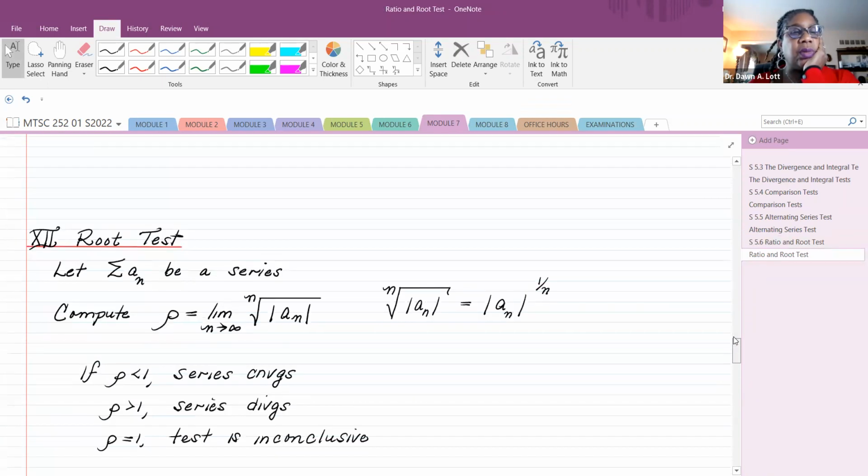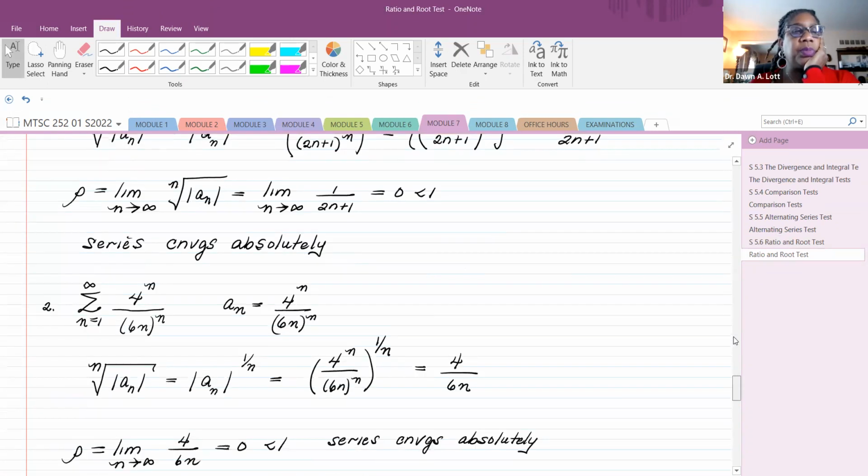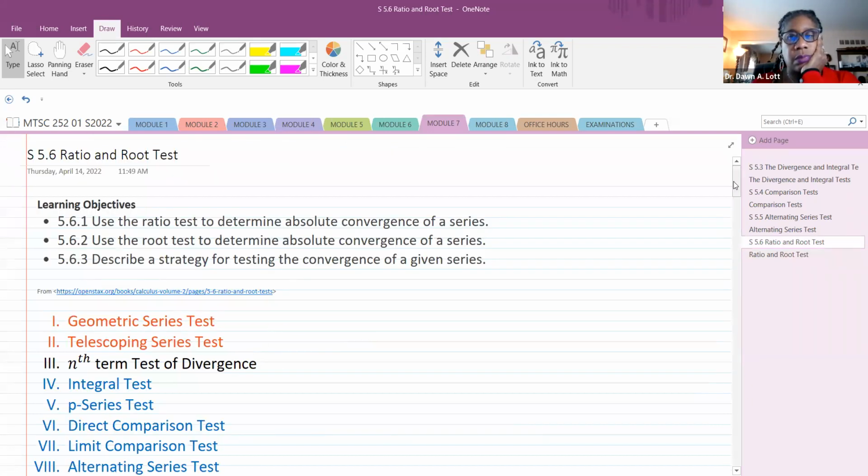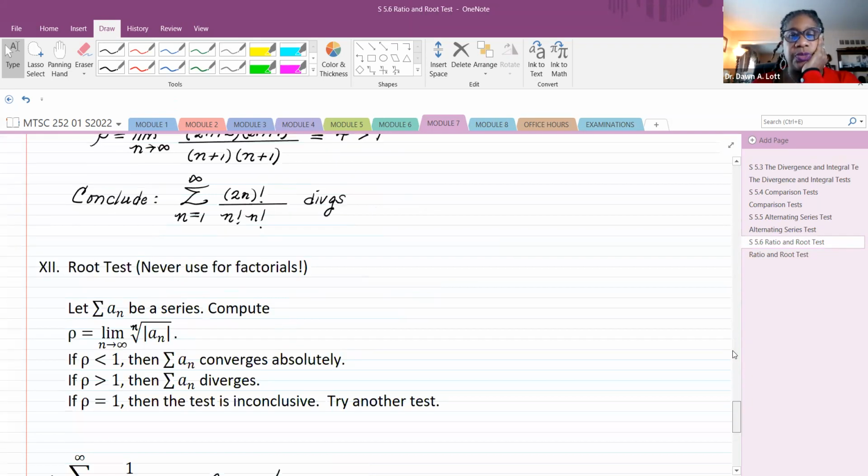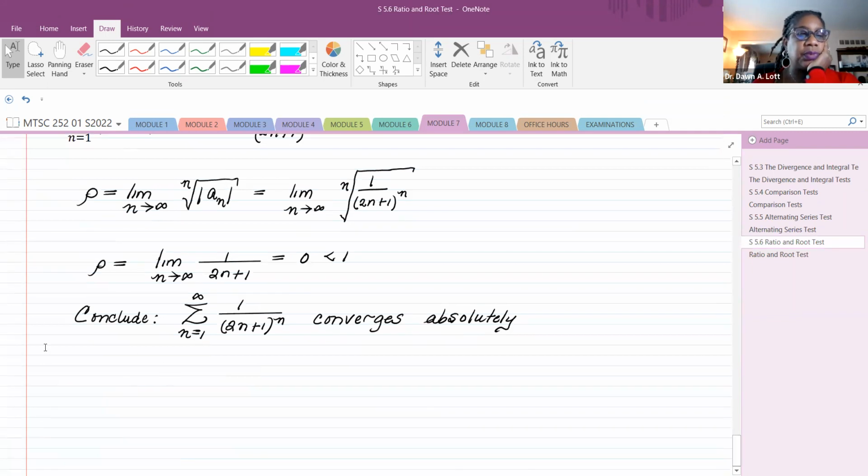All right, so what's the next example? Oh, this is another easy one: 4 to the n over (6n) to the n. Why don't I give it some oomph? Okay, so let's do number 2.